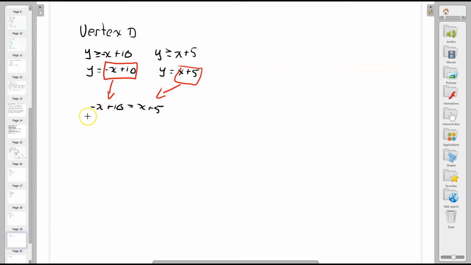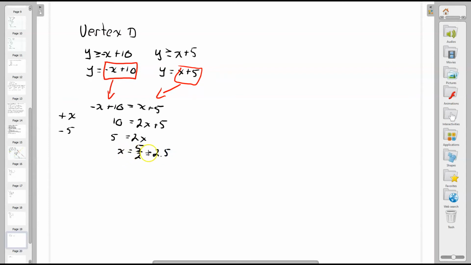Now all we need to do is solve for x. So I'm going to add an x to both sides, which gets rid of this negative x and gives us 2x over here. Now we want to move the 5 over to the other side, so we're going to subtract 5 from both sides. We end up with 5 equals 2x. When we solve for x, x is equal to 5 over 2, or 2.5.